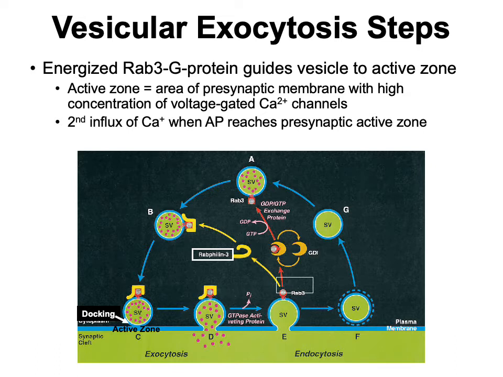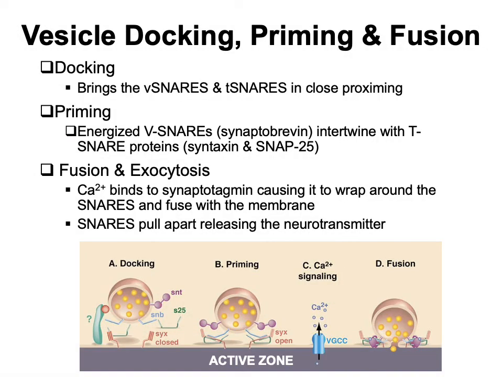The active zone is an area of the presynaptic membrane with a high concentration of voltage-gated calcium channels. As the depolarization wave wraps around the most distal end of the axon terminal, it will open up the voltage-gated calcium channels at this active zone, allowing in another, second influx of calcium. Once the Rab3 has brought the vesicle to the active zone, that is called docking. This docking brings the V SNAREs and T SNAREs in close proximity to each other.